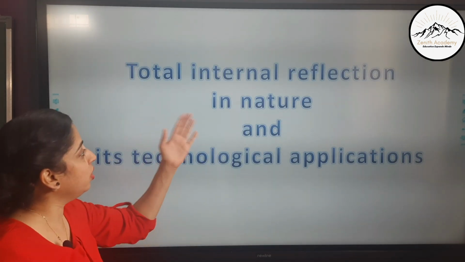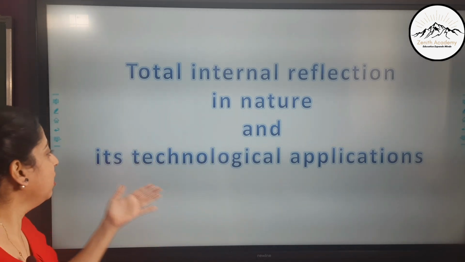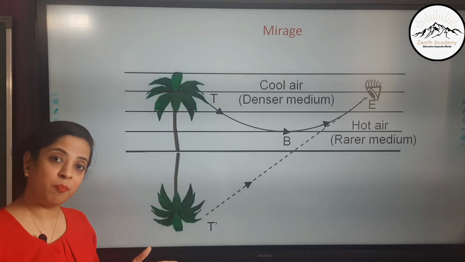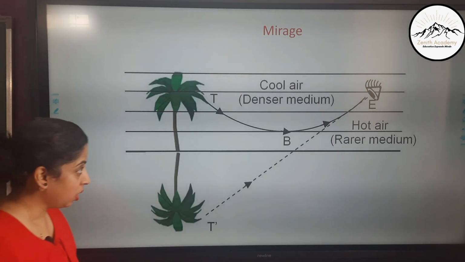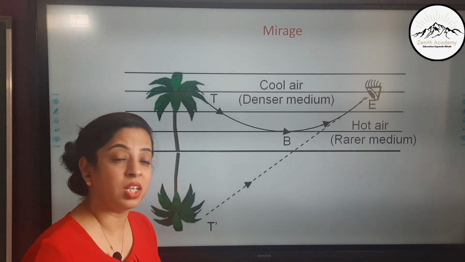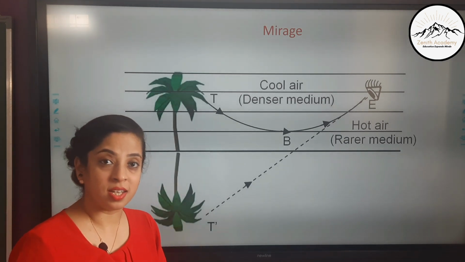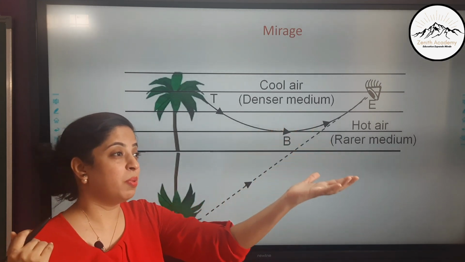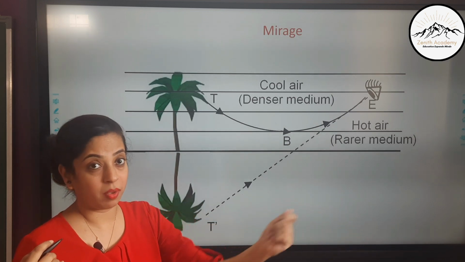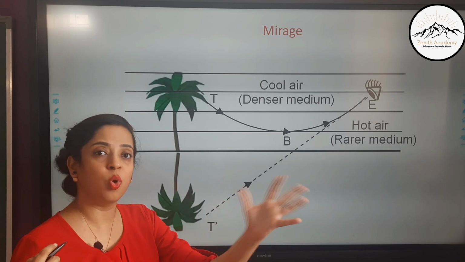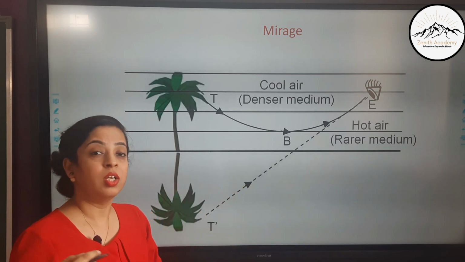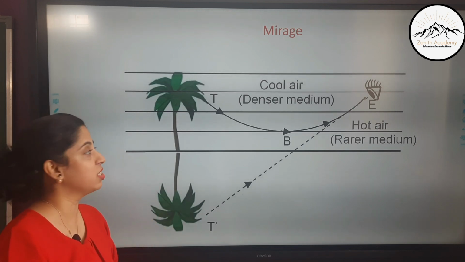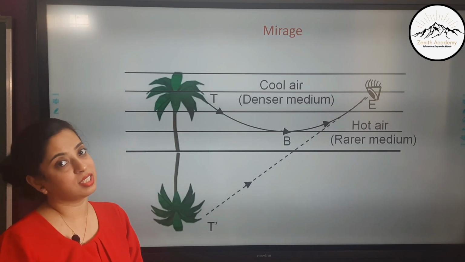Now let us talk about total internal reflection in nature and its technological applications. So first is mirage. This is very important, my dear students, so pay attention here. Now in a mirage, what happens? What is a mirage? So whenever you go to a very hot desert, you feel like you are hallucinating and you are seeing maybe a water body, a sea or a pond or something. Okay, but actually when you reach that place, there is no pond or water body. So why does it happen? Why do you think that you are hallucinating? It is actually not a hallucination, it is science.